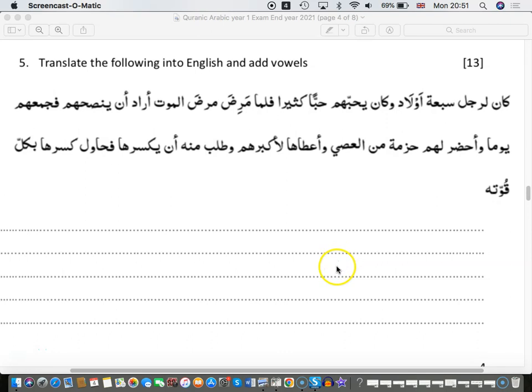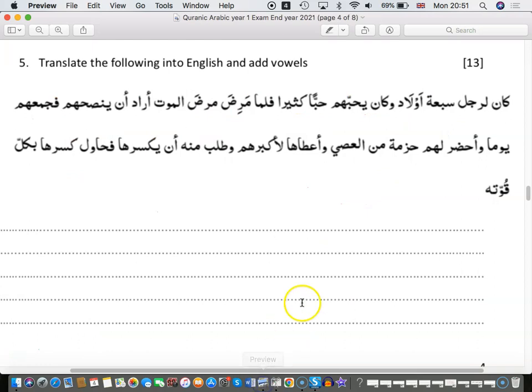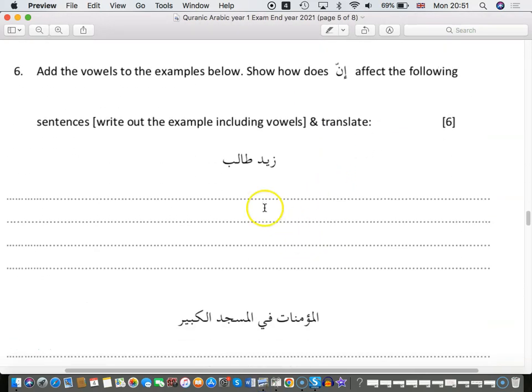Okay. Yeah, so I'm not going to go over it again. Just those of you who have seen it, this is the basic tarkib of it, adding the vowels onto it rather. Okay, so let's go down here then. So number 6, add the vowels to the examples below.